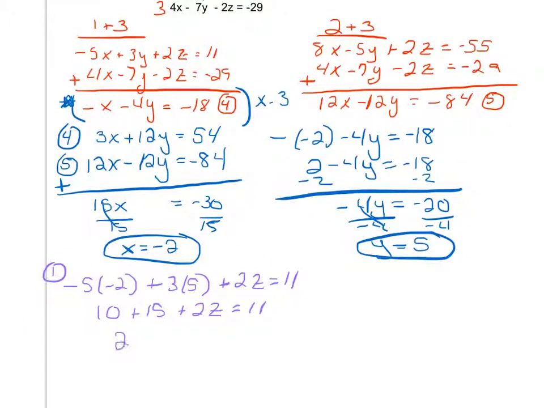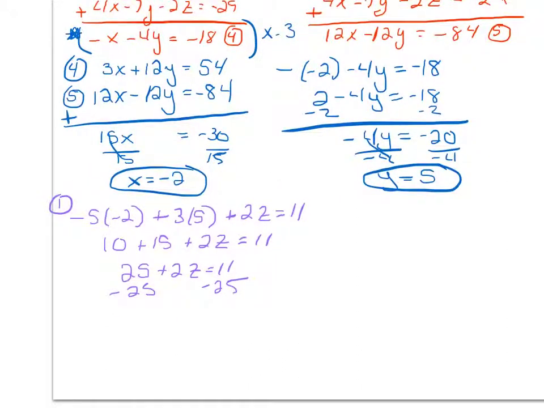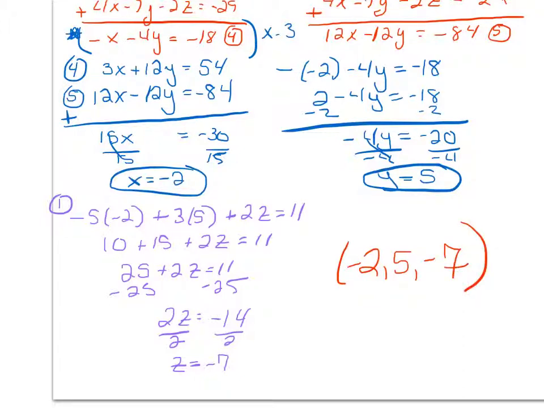Well, that means 25 plus 2z equals 11. I'll subtract my 25, leaving me 2z equals negative 14. So when I divide by 2, I see that z must be negative 7. So I get a final answer of negative 2, comma 5, comma negative 7 for my point of intersection for these three planes.